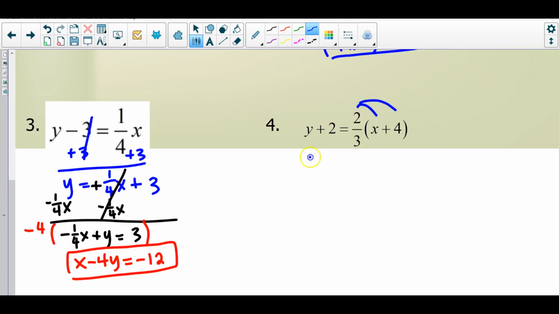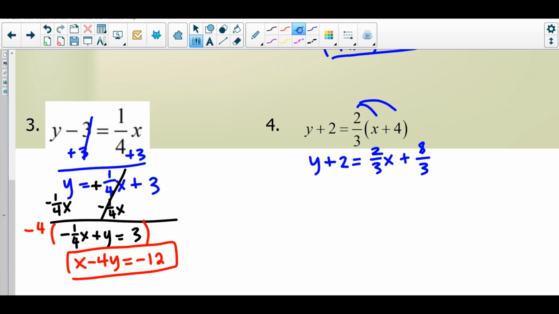Okay, so again, this is in point slope. So I'm going to distribute. Okay, 3 does not go into 4. So when I multiply fractions, I get 8/3. Okay, right away I'm seeing 2 different fractions. Instinctually, I want to subtract 2 from both sides, but I don't want to do that right away. Okay, because I have a fraction.